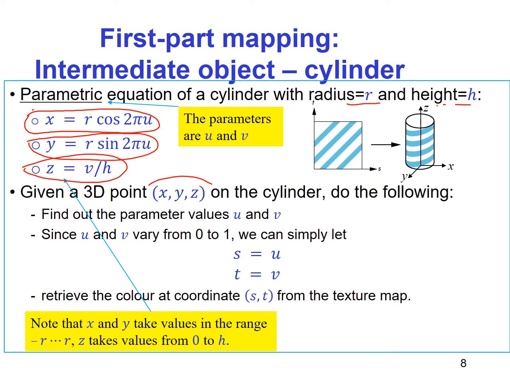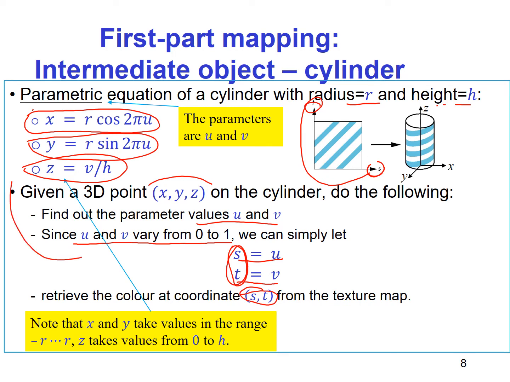Find out the parameters u and v, and since u and v vary from 0 to 1, we can simply let s and t equal u and v, and s and t are the texture parameters, the dimensions of the image. So we can retrieve the color coordinates s and t from a texture map easily using these formulas by replacing u and v over here with s and t.